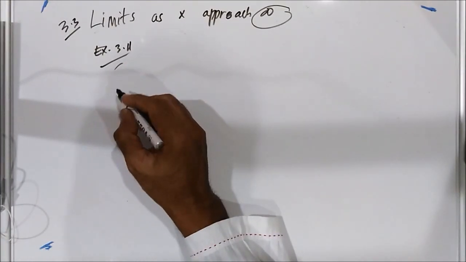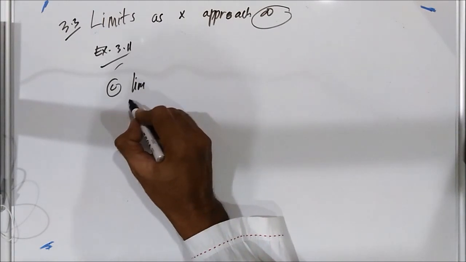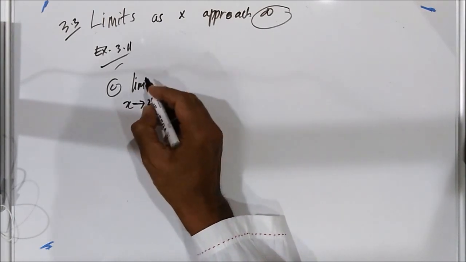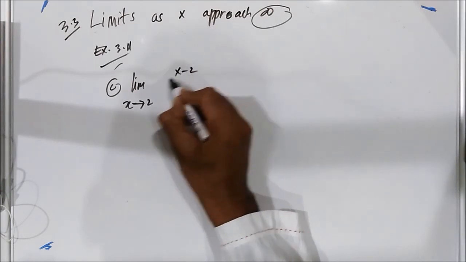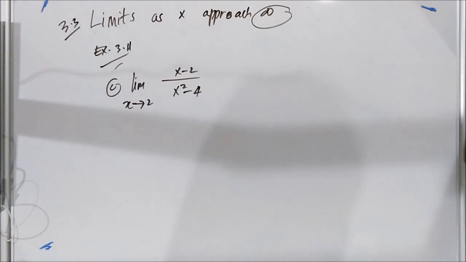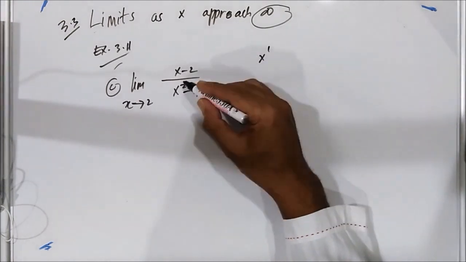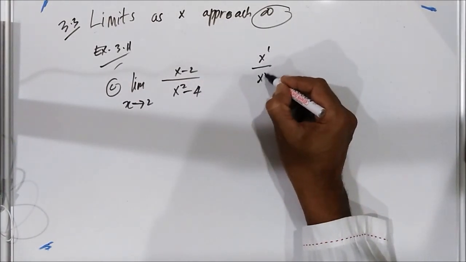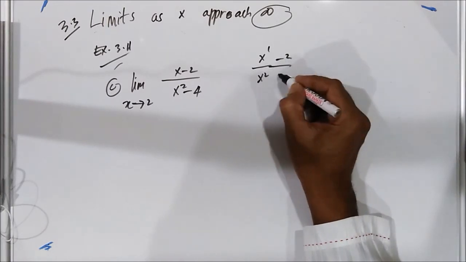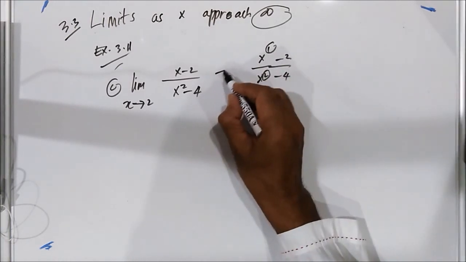C, I have the limit of x approaching 2 of (x minus 2) divided by (x squared minus 4). If you apply the rules that we discussed just now, we can see that the numerator here is x raised to 1, and the denominator is x raised to 2. So the numerator is x minus 2, the denominator is x squared minus 4. The denominator is larger than the numerator, so the answer will be 0.